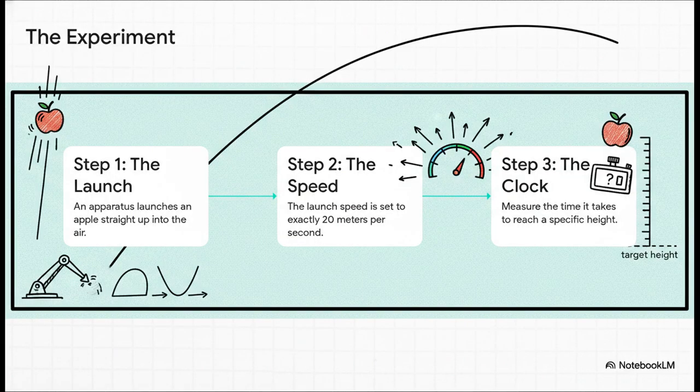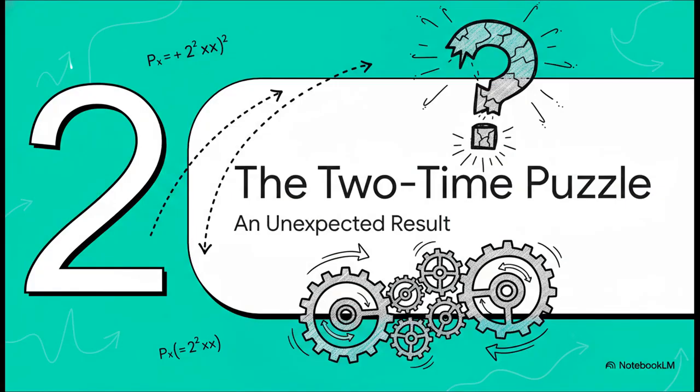So to find out, Newton did what great scientists do. He decided to test it. He came up with this simple, really controlled thought experiment. You've got an apple, and it's launched straight up at a very precise speed, 20 meters per second. The goal? Super simple. Just measure the time it takes to hit a specific target height. And this is where things get a little strange. This very simple experiment led to a result that just didn't seem to add up at first, creating this little puzzle that was just begging to be solved.